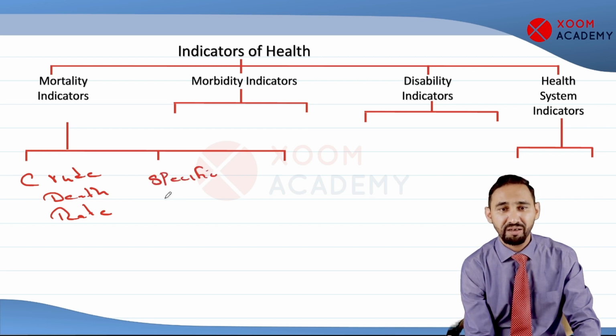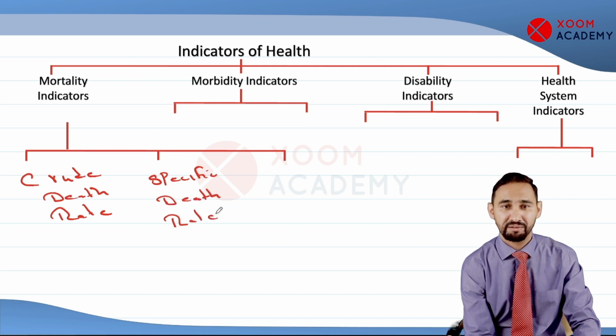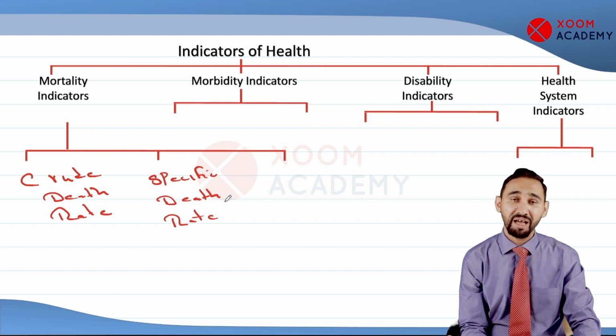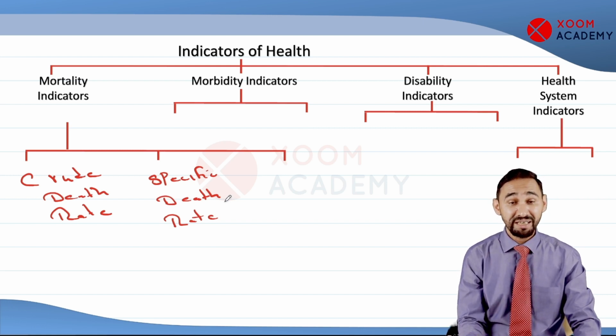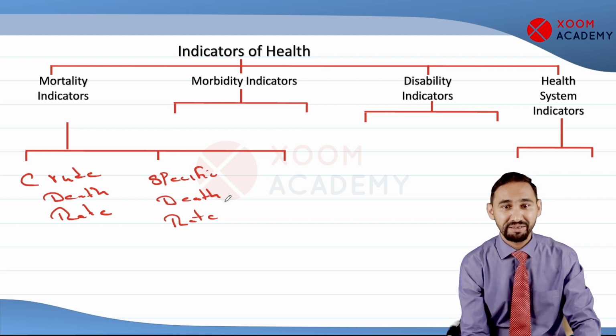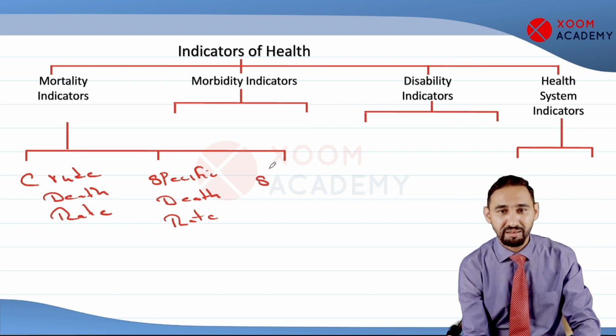We specify the causes of death. They explain the cause of death. How many people are dying due to which disease? Which age is more vulnerable? Then standardized death rates or adjusted death rates.